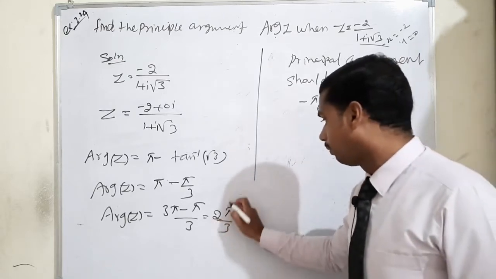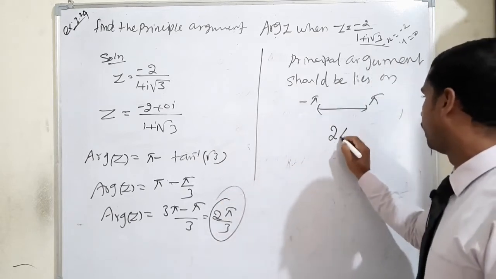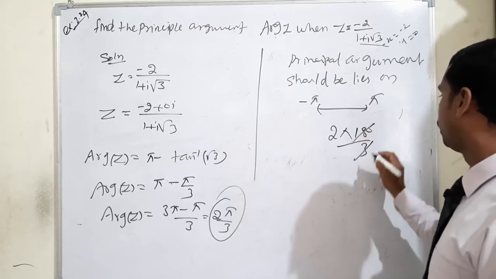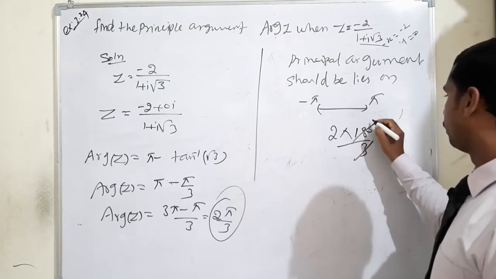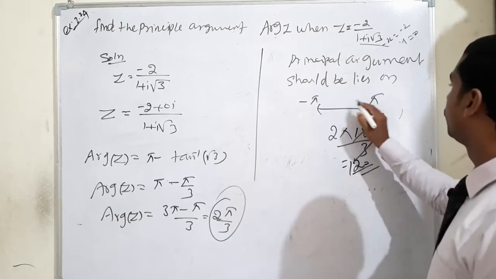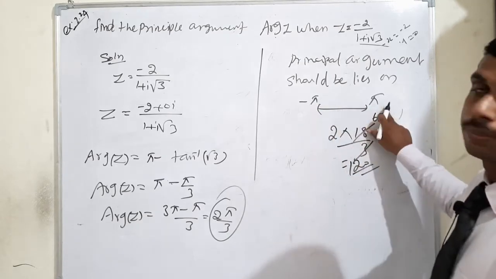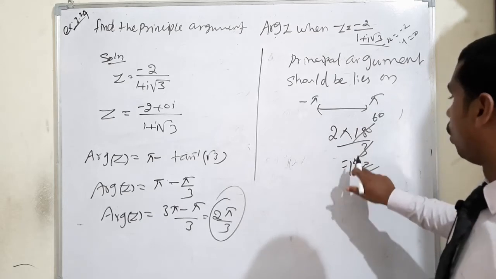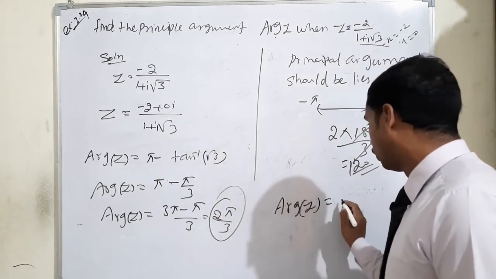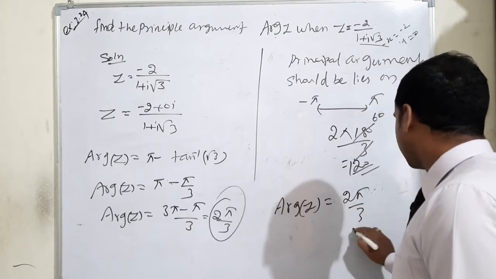So what value did we find? 2 pi by 3. So 2 pi by 3 means 2 into 180 by 3. 180 by 3 is definitely 60. Therefore 2 into 60 means 120 degrees. See, we can say it lies between minus pi and positive pi. If it lies on positive 120, then definitely the final answer is also correct. The argument of z is equal to 2 pi by 3. This is our final answer.